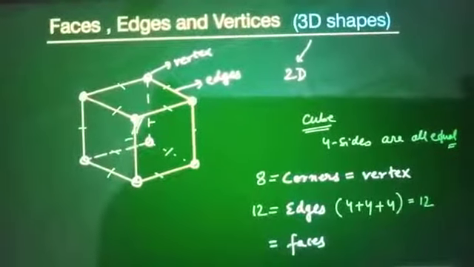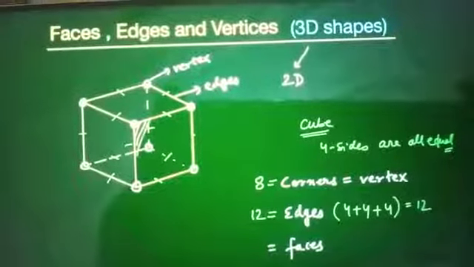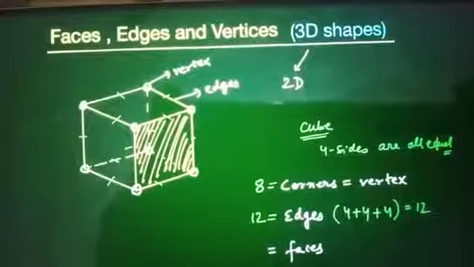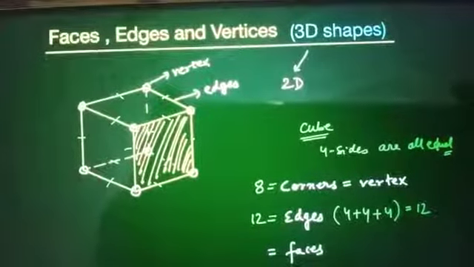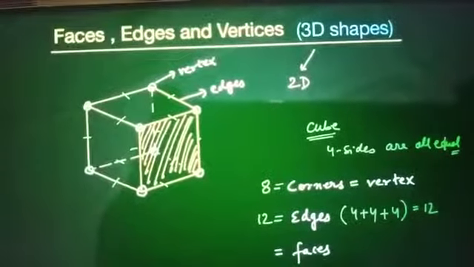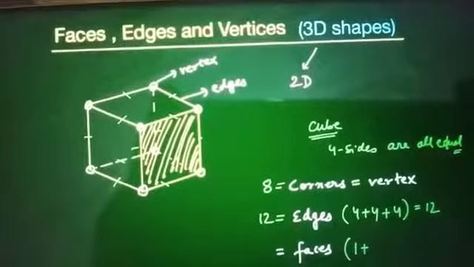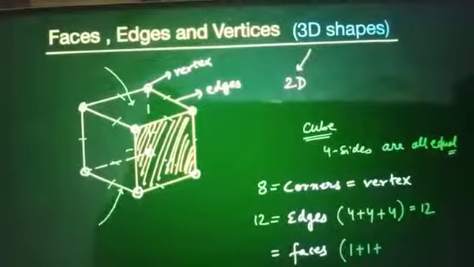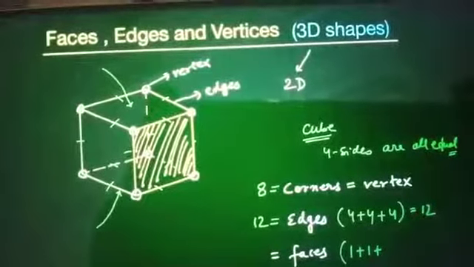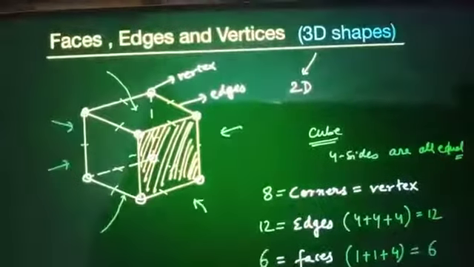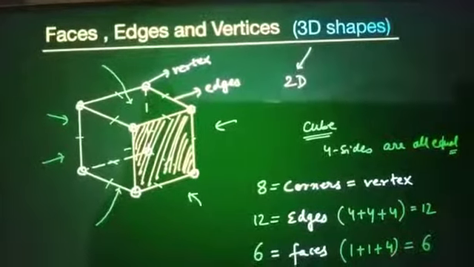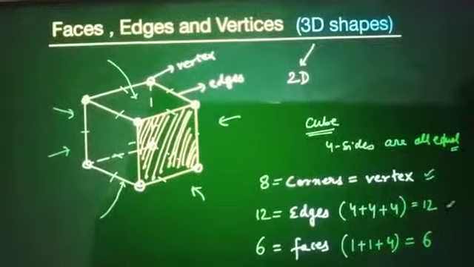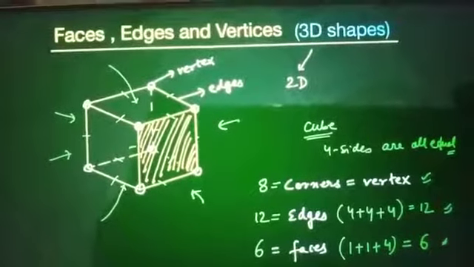And how many faces does a cube have? Look at its faces. It's 1, plus 1, plus 1, it's 4 sides and upward and downward sides, so it's 6 faces. So it means a cube has 6 faces, 12 edges and 8 vertices.